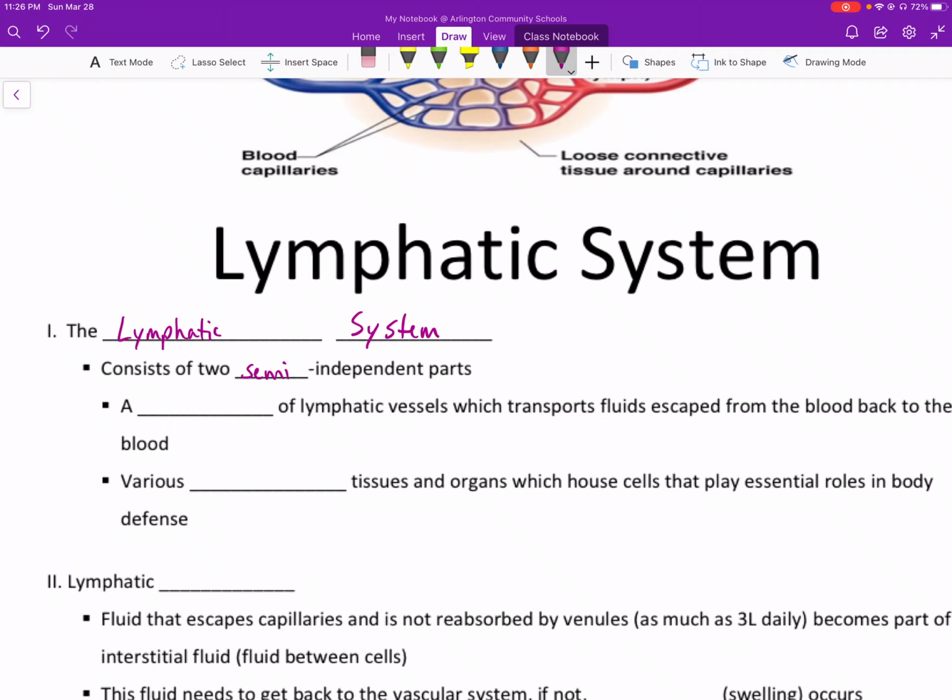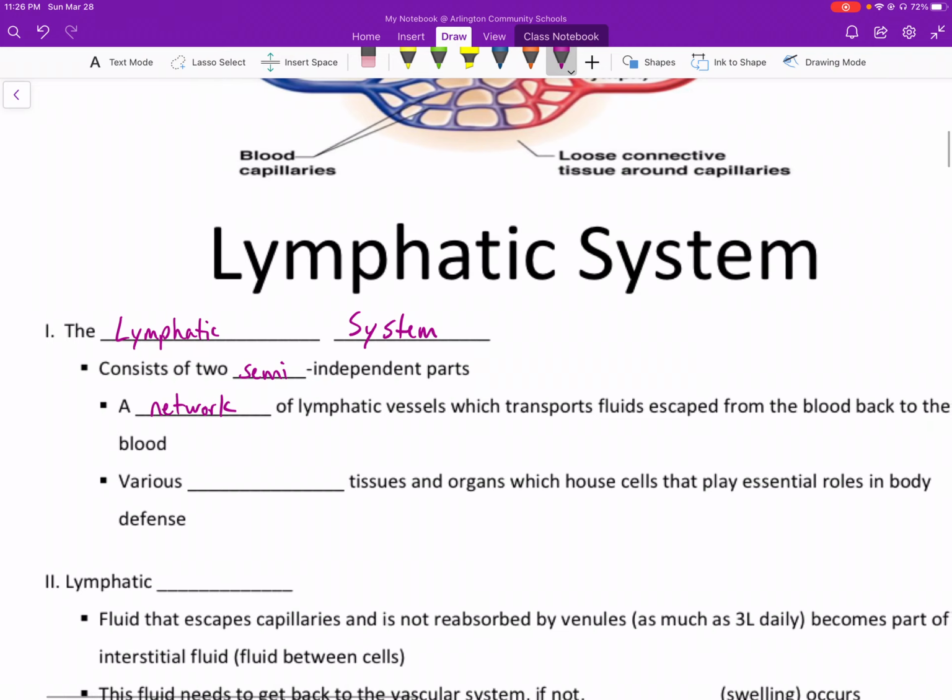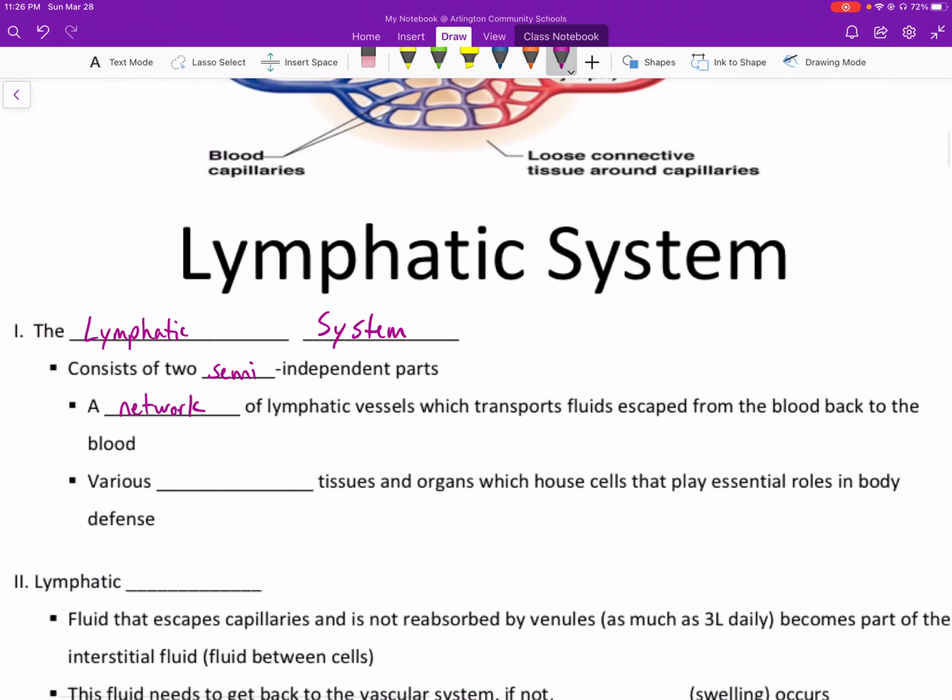So this is a network of lymphatic vessels which transport fluids escaped from the blood back to the blood, and then various lymphoid tissues and organs house the cells to play central roles in the body's defense.